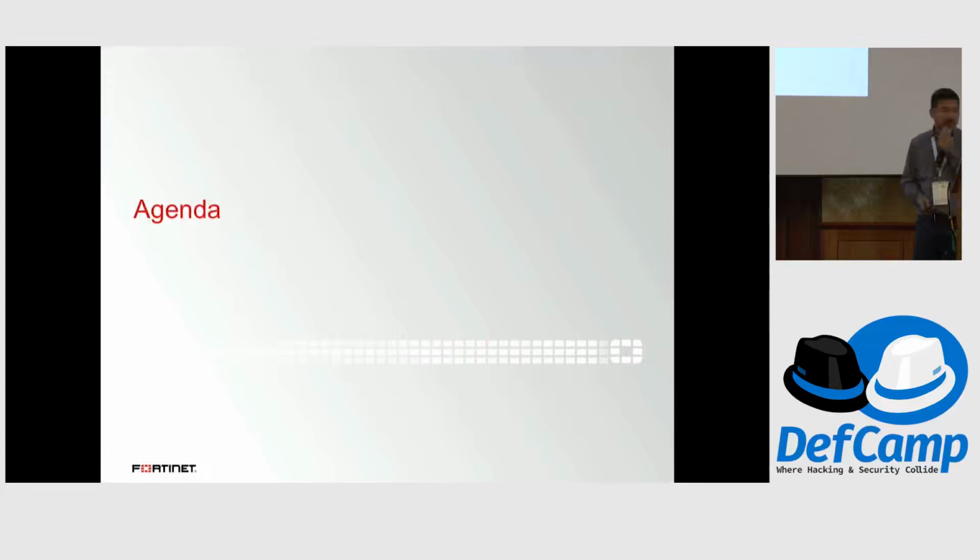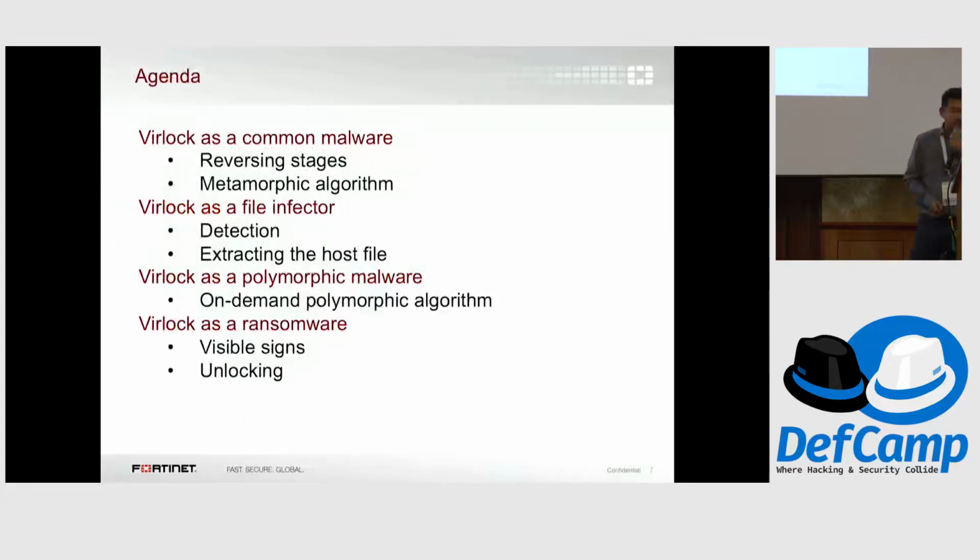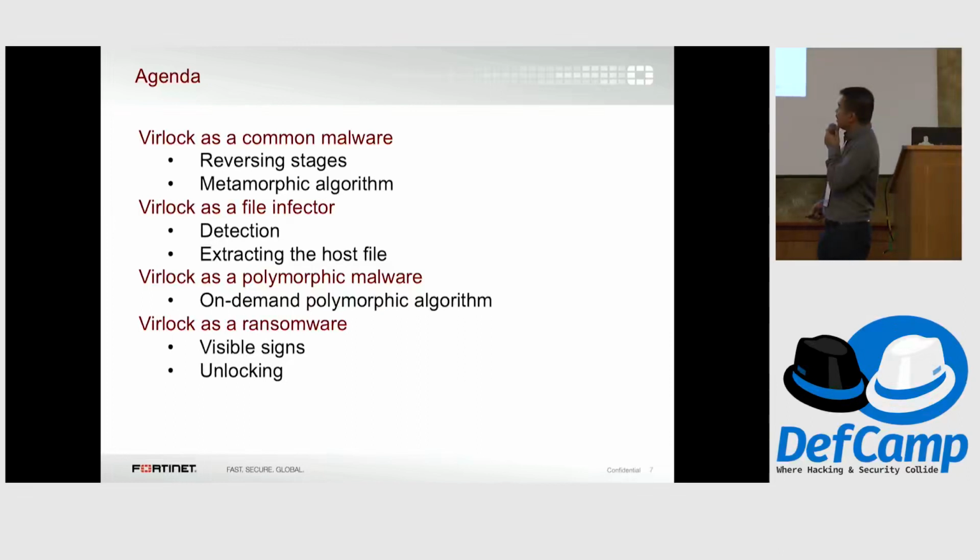It is actually called Birlock. For Birlock, we're going to talk about the reversing stages. We're going to talk about its metamorphic algorithm and how to get the infected file. We're going to see the on-demand polymorphic algorithm. It is on-demand because it changes every time it encrypts and decrypts. Every time it uses the code, it re-encrypts it back with a different key. And then, of course, we're going to see some visible signs and unlocking features, how we unlock the infected machine.